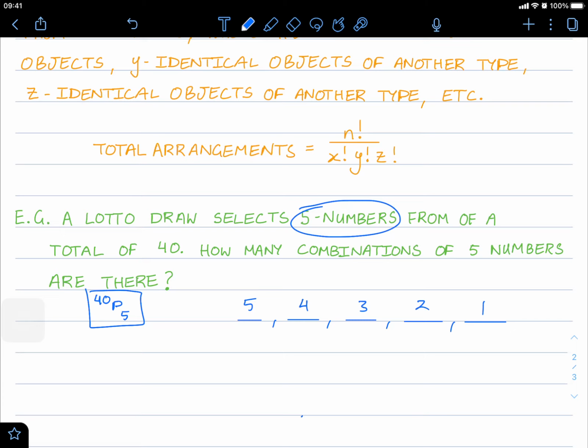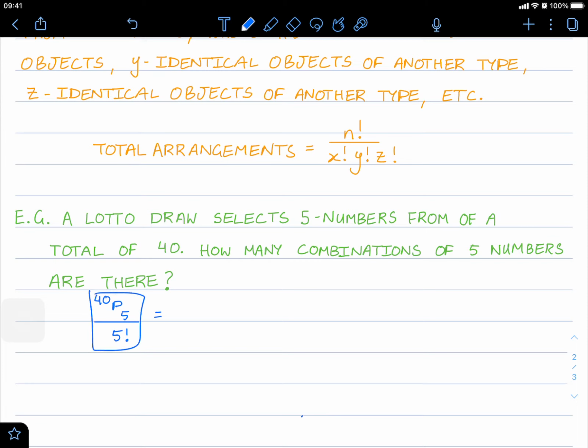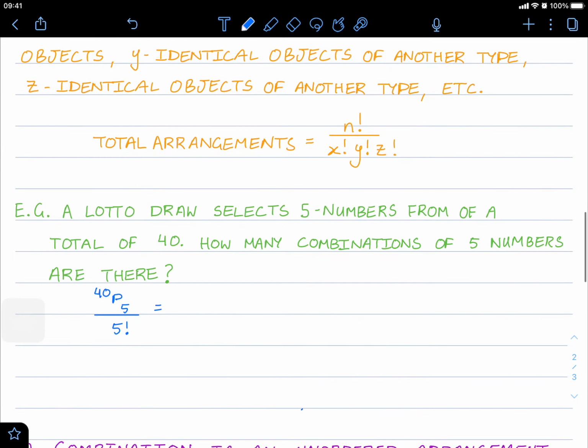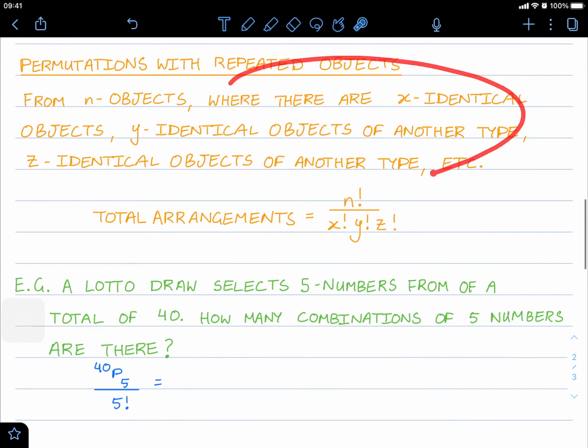So we want to remove those repetitions. In essence, it's not just 40 pick 5. We have to divide out that 5 factorial. And this is what you need to type in to answer this question. Because remember, of those 5 objects, we're dividing out all the possible repetitions that could happen with those 5 numbers. We treat them as if they were identical numbers.